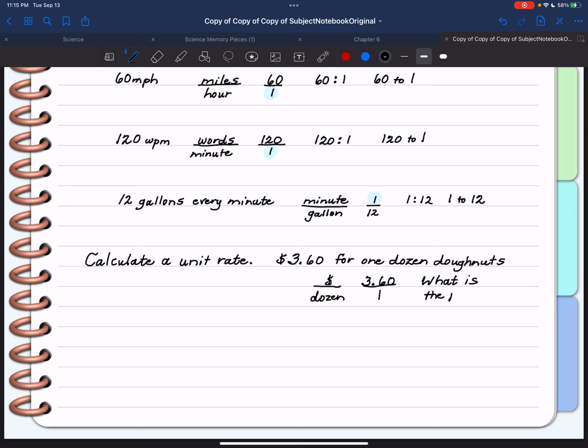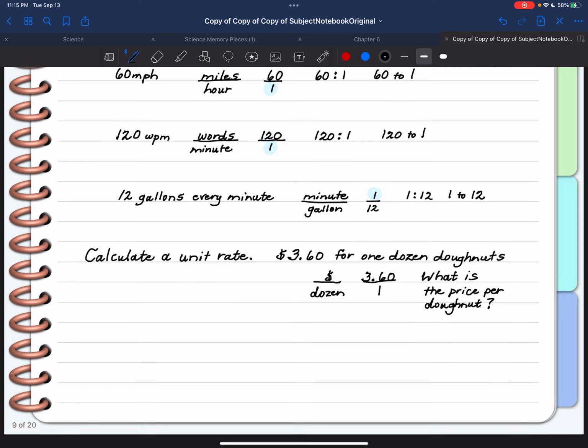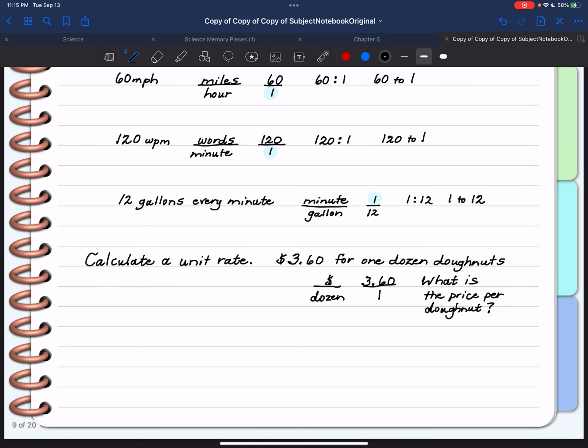For 1 donut instead of 1 dozen. How would we go about finding that? Now, you can do it several ways. I'm going to do it the most basic way for right now. So I'm going to start with this ratio of $1 over donuts, because I want to know the cost of an individual donut.